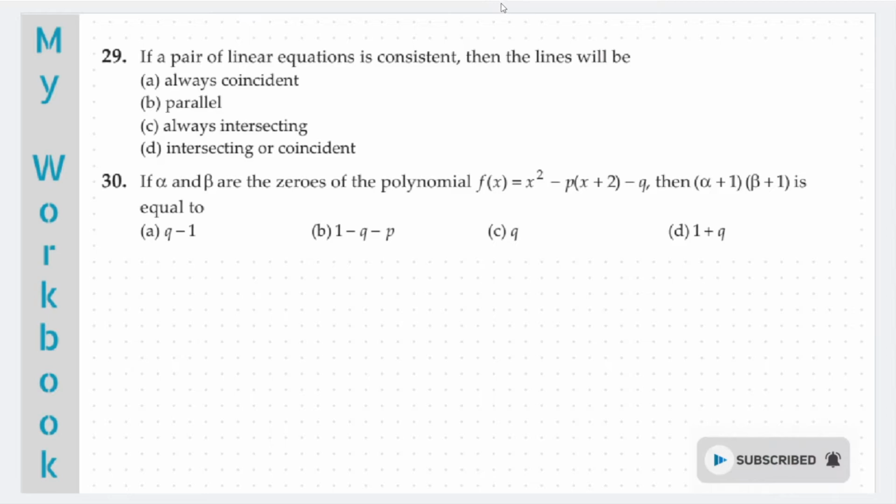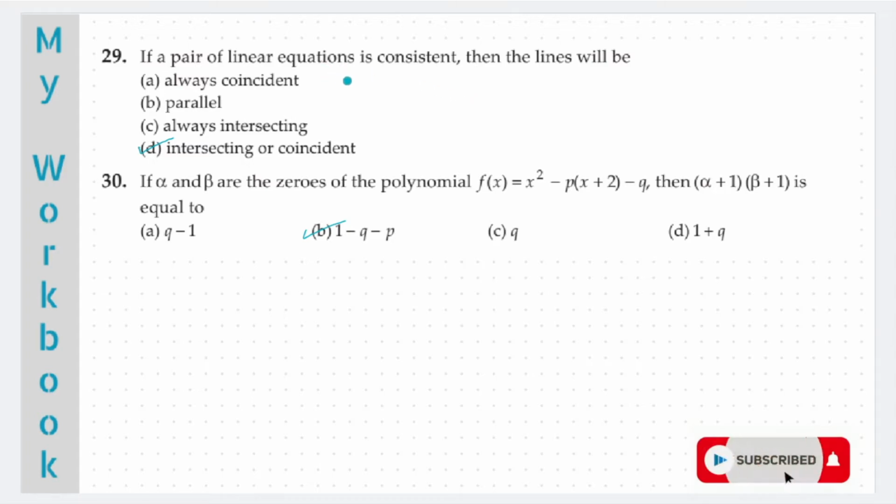29th question. If a pair of linear equations is consistent, then the lines will be always coincident, parallel, always intersecting, or coincident. Question number 30. If alpha and beta are the zeros of the polynomial f of x equal to x square minus p into x plus 2 minus q, then alpha plus 1 into beta plus 1 is equal to. Answer for 29th question is option D and 30th question is option B.